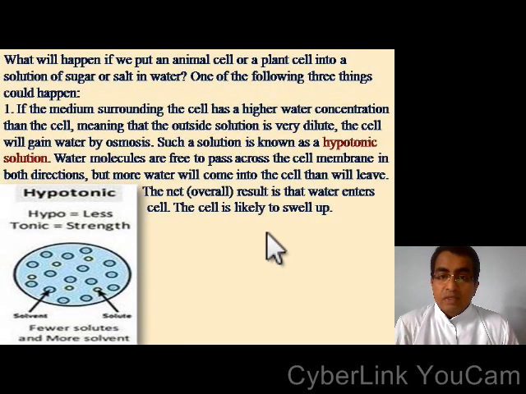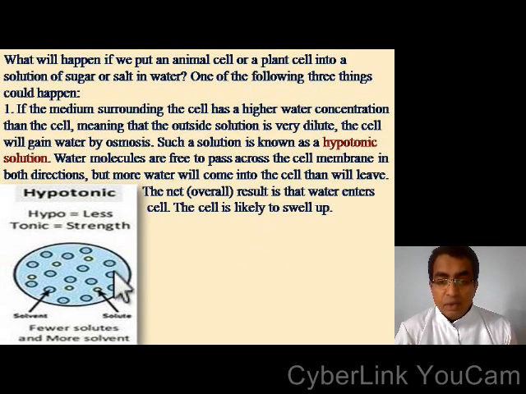What will happen if we put an animal cell or a plant cell into a solution of sugar or salt in water? One of the following three things would happen. There are three possibilities. If the medium surrounding the cell has a higher water concentration than the cell, meaning that the outside solution is very dilute, the cell will gain water by osmosis. Such a solution is known as hypotonic solution. Here you can see the hypotonic solution.